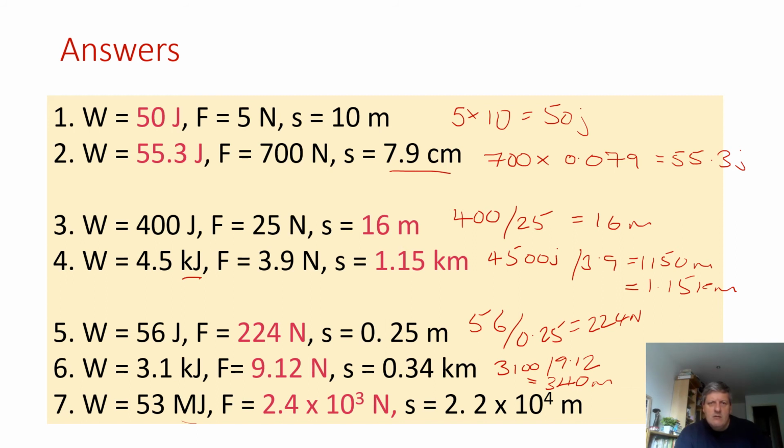And for the last one, same method, so it's work done divided by force, but we've got 53 megajoules. Mega is million, so we could write 6 noughts here, 56 million, and we're dividing by 2.2 times 10 to the power of 4, which is 22,000 meters, and that gives us 2.4 times 10 to the 3 newtons as our answer.